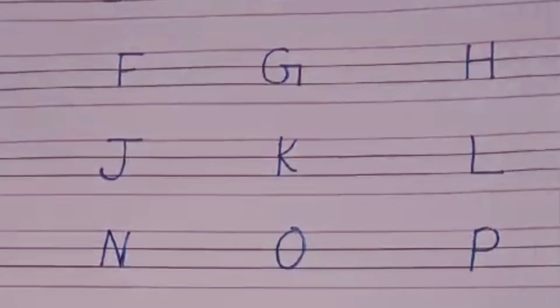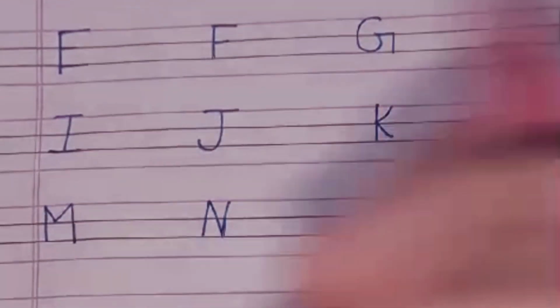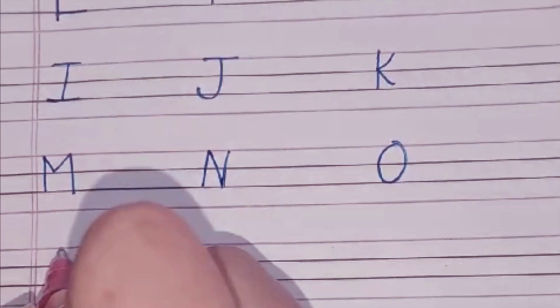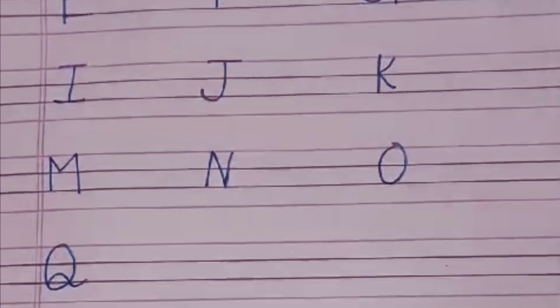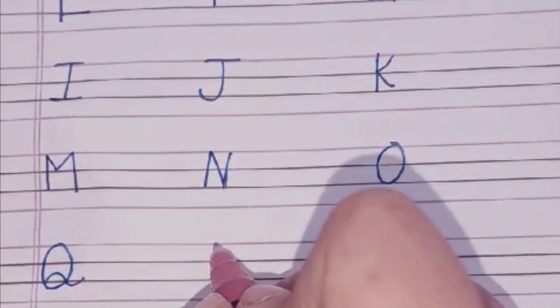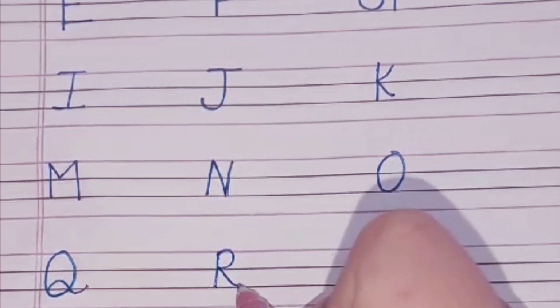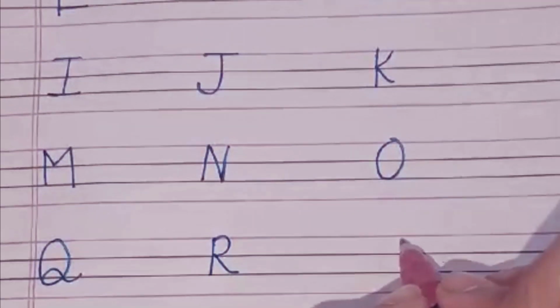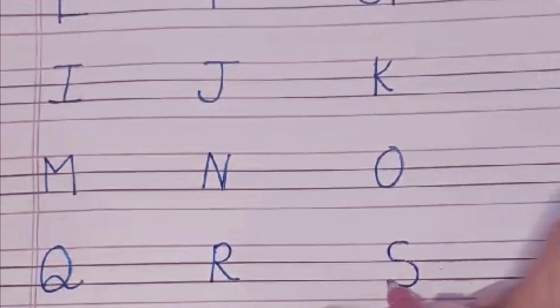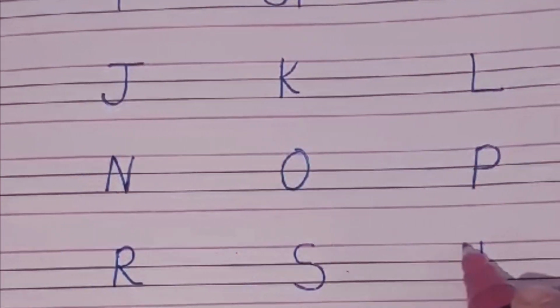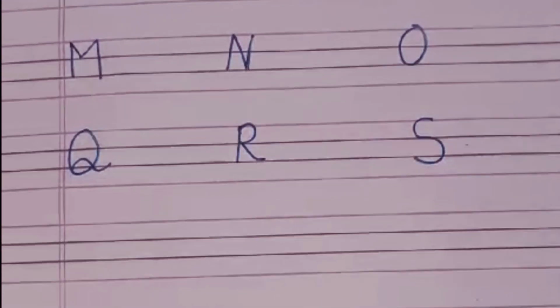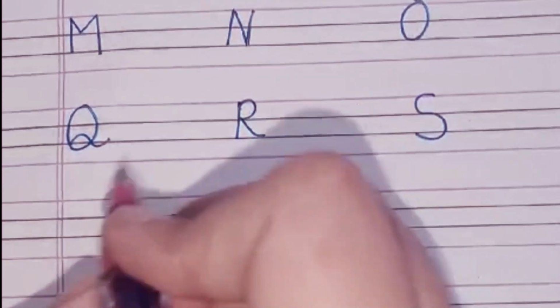P for parrot. Q for queen. R for rat. S for sun. T for tiger.